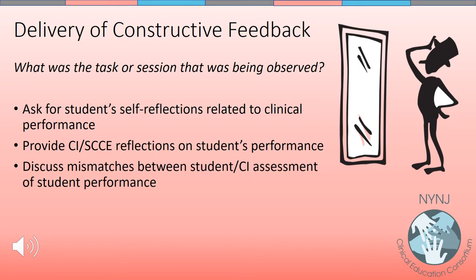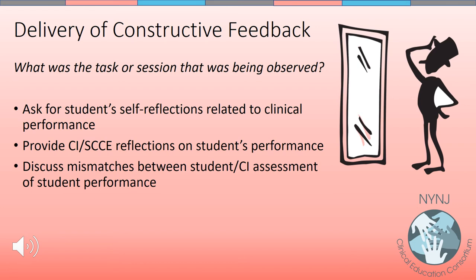When delivering constructive feedback, first ask for the students' self-reflections related to their clinical performance. What are their strengths? What do they believe is going well? What are some of the things that they've learned? And ask the student to discuss what they would like to improve on about their performance. Secondly, provide your reflections as the CI on the student's performance. Identify areas of the student's performance that are going well, that need improvement, and be sure to identify any red flags or safety concerns that require immediate change.